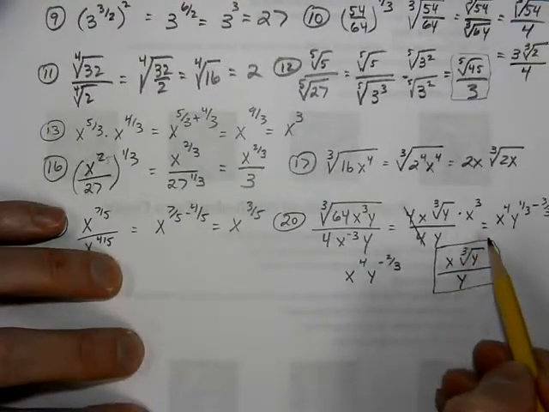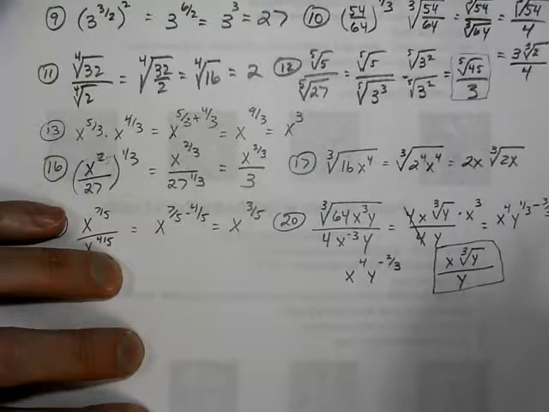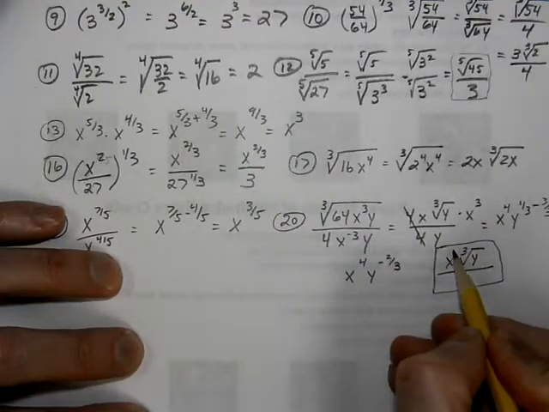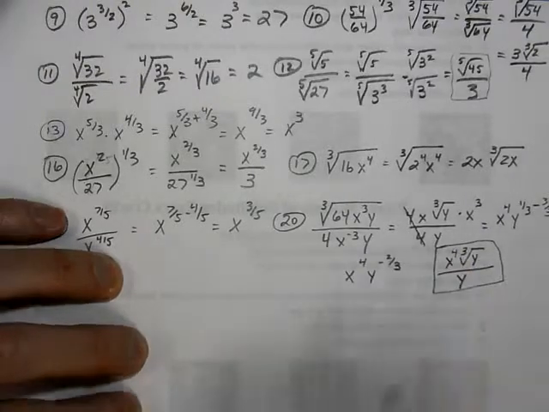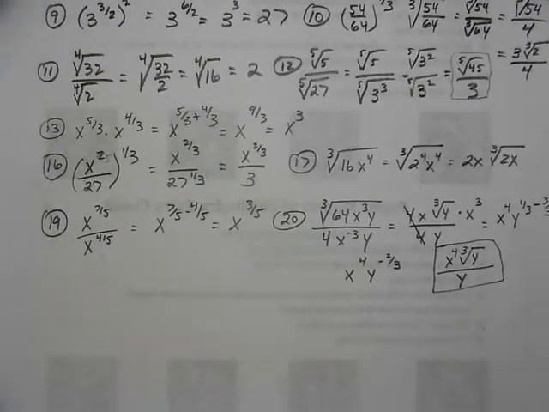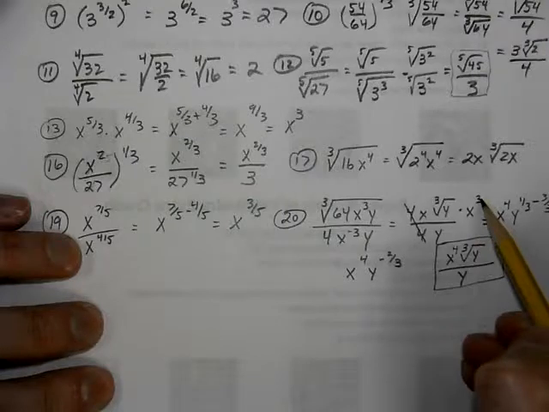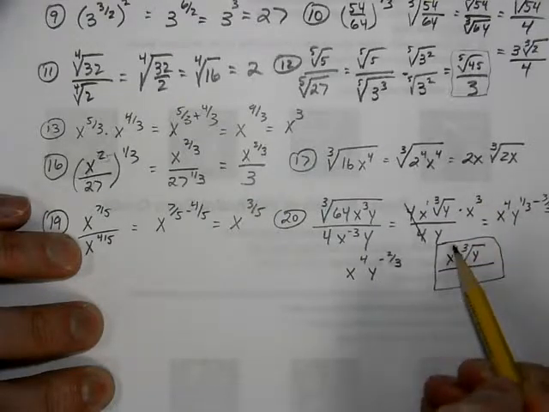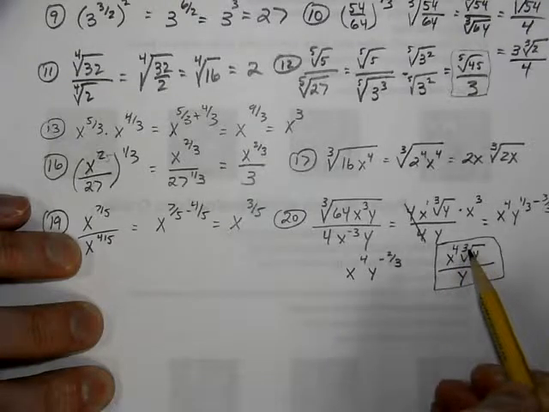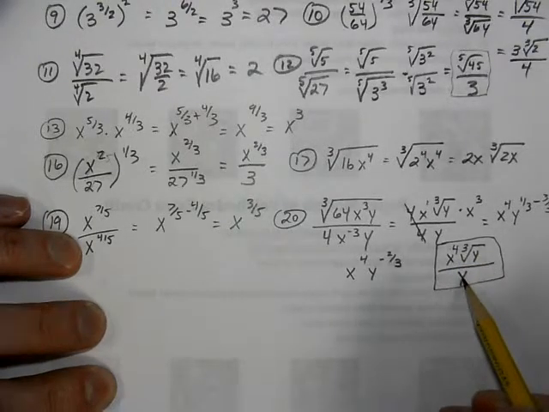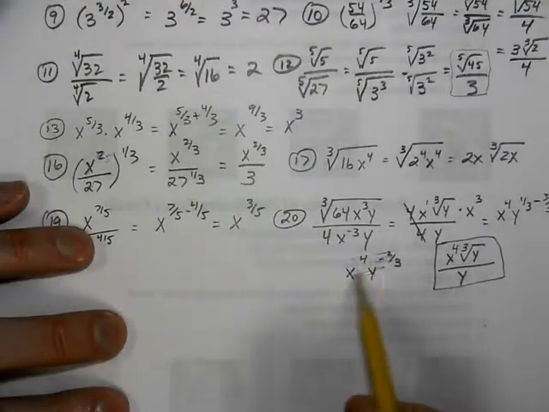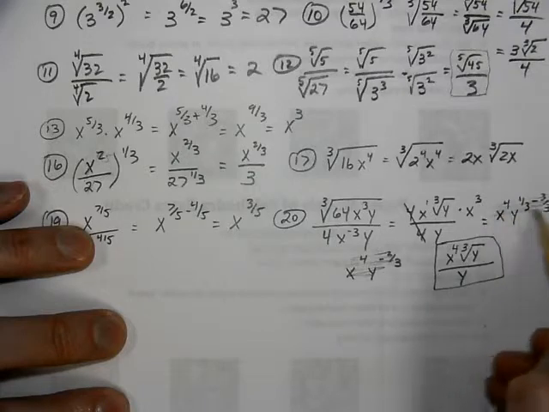So this answer, the exponent on the x needs to be a 4. x cubed and x, 1 plus 3 gives you 4 of those x's. The cube root of y over y. So this wasn't actually needed, and neither was that.